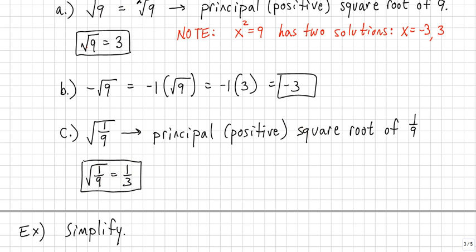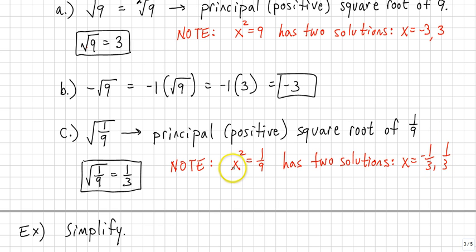And how do we know that? Well, remember, to find a square root, you're just solving the equation: what number squared equals 1/9? Well, there's two numbers. X equals negative 1/3 and positive 1/3. If I take negative 1/3 and square it, I get 1/9. So that's a square root of 1/9. If I take positive 1/3 and square it, I get 1/9. So that's a square root of 1/9. But when we use a radical, it represents the principal or positive square root. So it's the positive 1/3.